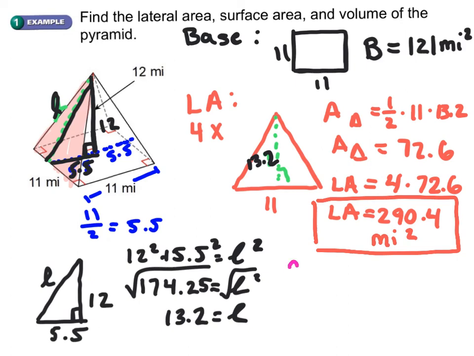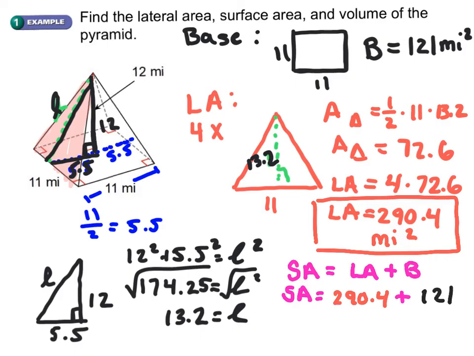Now the surface area equals the lateral area plus 1 base. So our surface area equals the lateral area, which is 290.4, plus the area of one of the bases, which is 121. So we get our final answer, which is 411.4 miles squared, is our surface area.